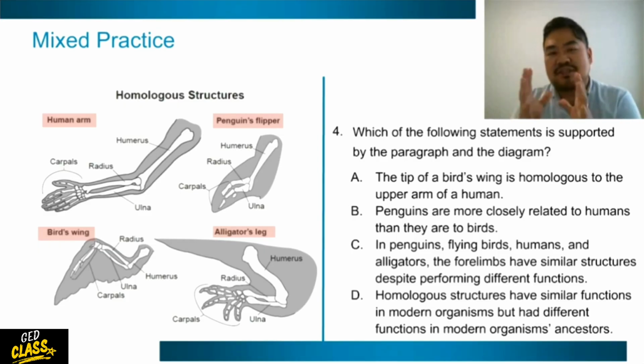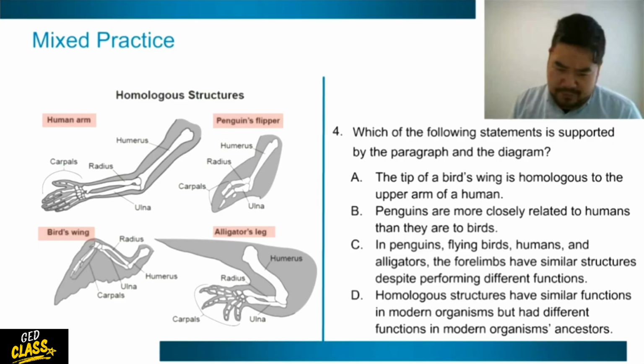So even though they have similar structure, how you'd use them is different. The human arm would be used very differently than a flipper, than a wing, than a leg. An arm would be used very differently than a leg. An alligator's leg would be used to move the animal across land, whereas a wing would be used to get air so that they can fly.